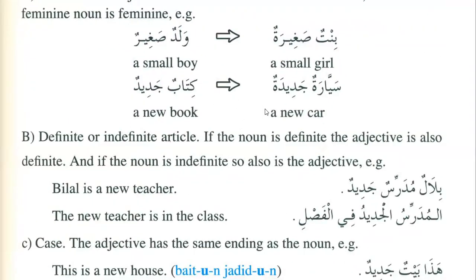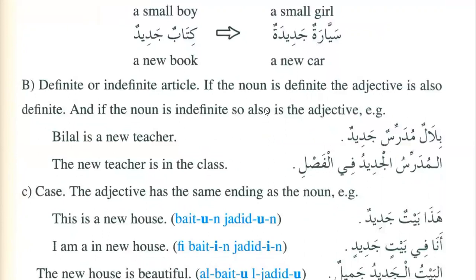And then B, definite or indefinite article. If the noun is definite, the adjective is also definite. And if the noun is indefinite, so also is the adjective. Example, Bilalun mudarrisun jadidun. Bilal is a new teacher. And then al-mudarrisul jadidu fil fasli. The new teacher is in the class. Did you understand this one?